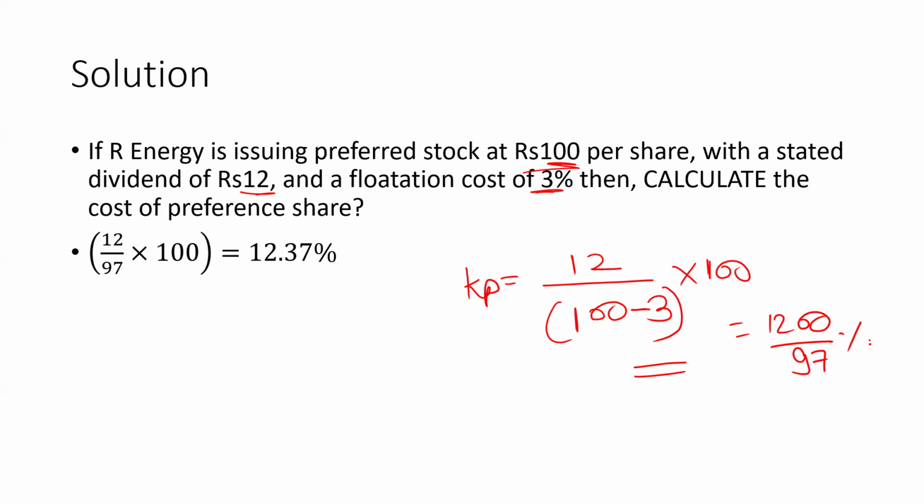And this is the net proceeds. Net proceeds is nothing but the issue price. Issue price is the market price minus flotation cost. If flotation cost is given, it is always calculated on the price.